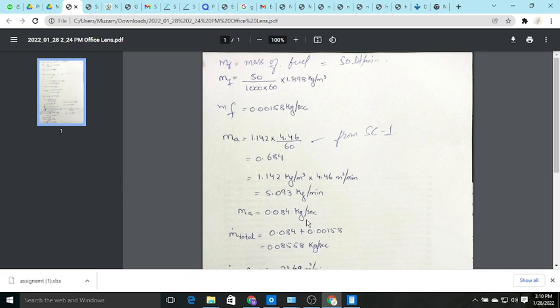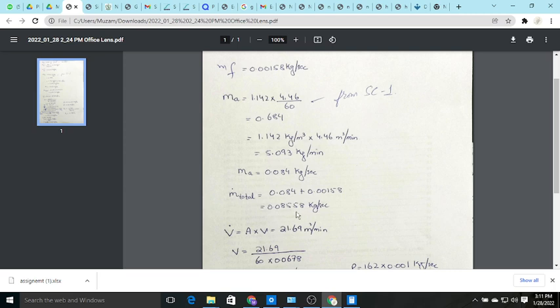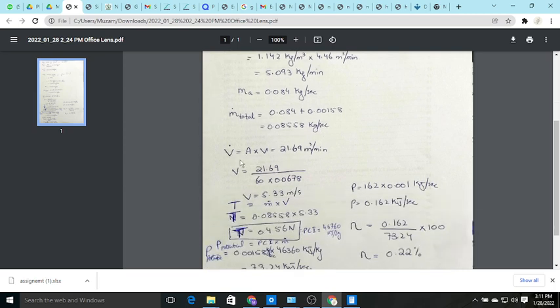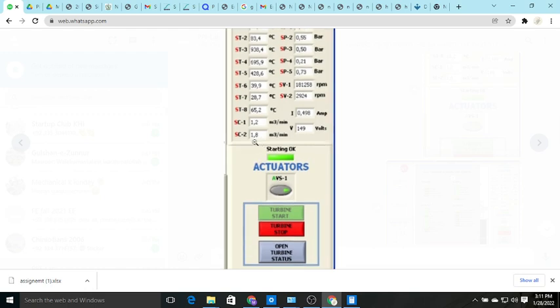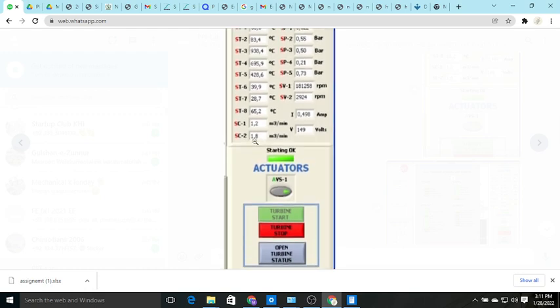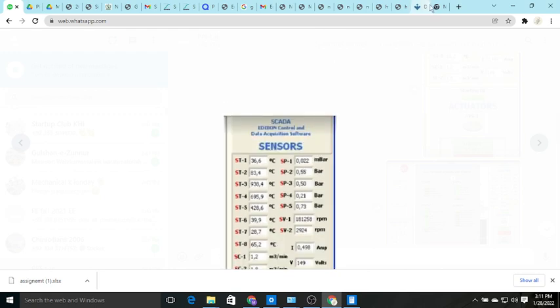Okay, yes, we get the answer in kg per meter cube and then multiply by its density, so we get the answer in kg per minute. So this is the mass of fuel 0.00158 kg per second. This is the mass of air 0.084 kg per second. The total mass will be 0.08558 kg per second. So we got the volume flow rate of total, and the total volume flow rate is from this SC2. Okay, after combustion we have the volume flow rate of both gas and air.